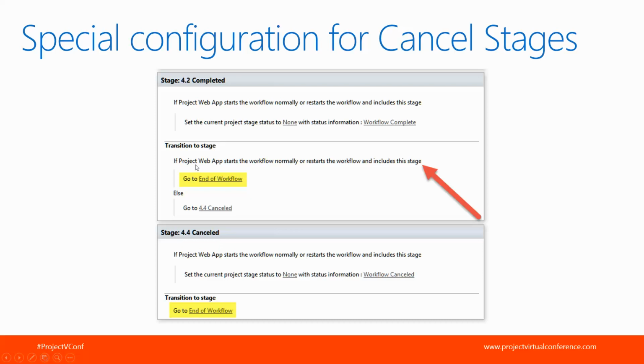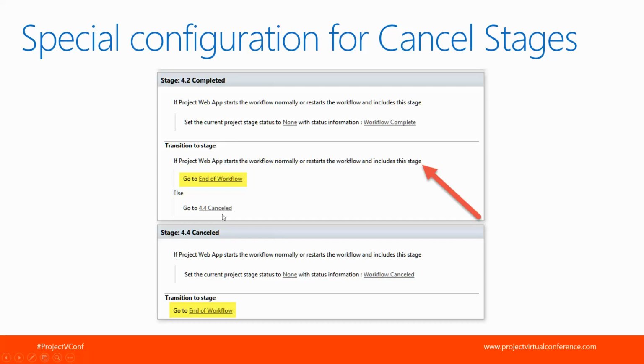Now, in the completed stage, just like I showed you on the previous slide, you're going to end with an end of workflow. However, there's a special configuration for cancel. Because you actually have a canceled stage that occurs last here, you want to add this condition, that same condition we looked at earlier, the if Project Web App starts the workflow normally or restarts the workflow includes this stage, you're going to put that right in your transition area with the end of workflow on the top, and then for the else condition going to your canceled stage.